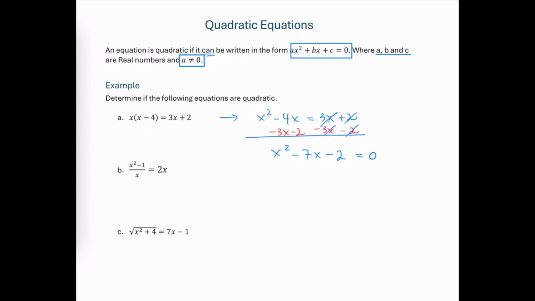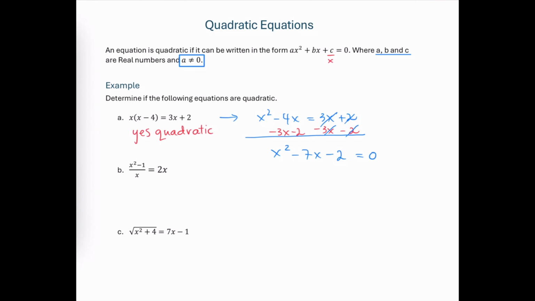Now, ideally, we don't have to go through all of that to determine whether or not it's quadratic. We should be able to just look at it and see, well, if I were to distribute that in, do I get that x squared term that's required? And we would in this case. So even if we didn't go through all these steps, we could still see that, yes, this is a quadratic equation.